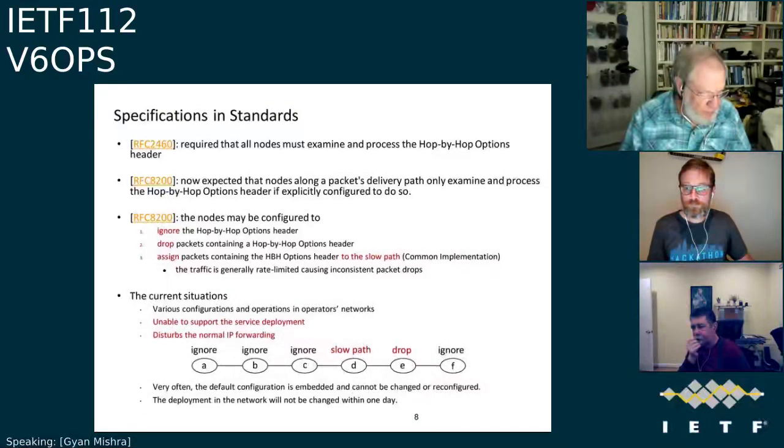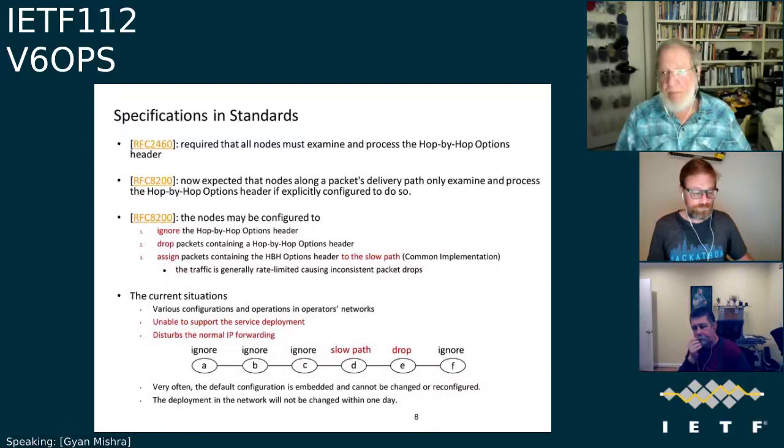But anywhere you have HBH options, there's the fear of not having control and forwarding plane separation. When an HBH option comes in, you're either dropping it, rate limiting it, or punting it to the slow path, and ignoring is really the biggest thing. So using HBH options reliably and having it be a feasible solution for developers is really not possible. That's just the way things stand today, with ignoring, punting to the slow path, or dropping.